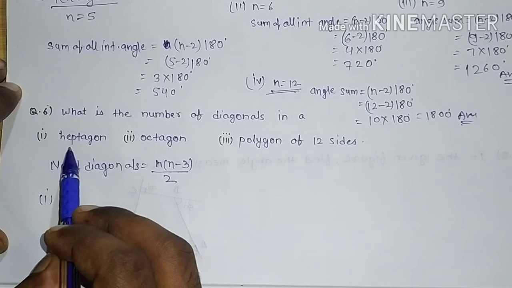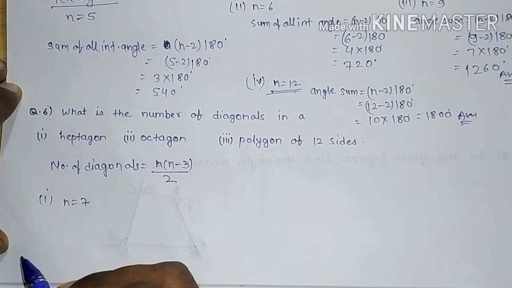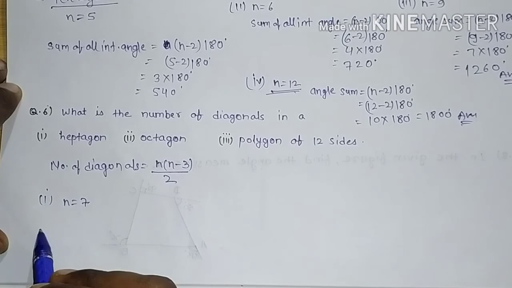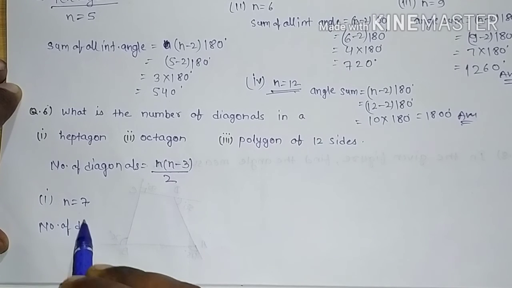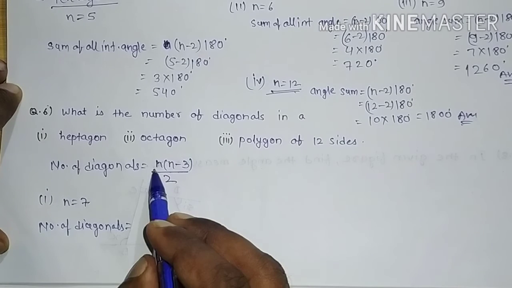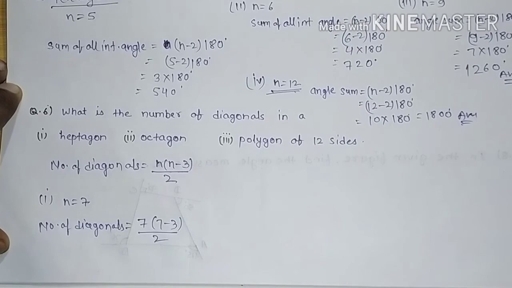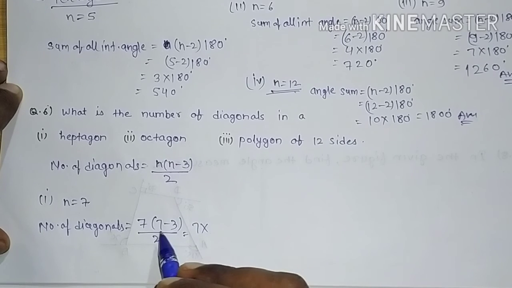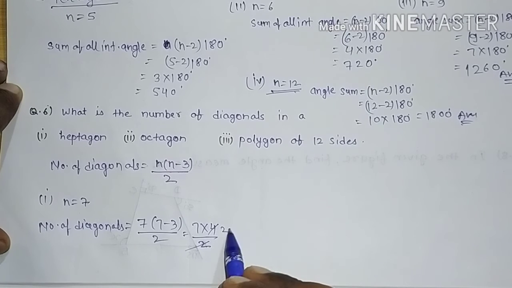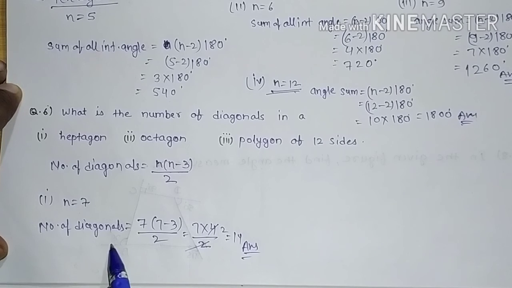A heptagon is given, so we know that the number of sides of a heptagon is 7, so n equals 7. Here we have to find the number of diagonals, and this formula is given here. So the number of diagonals equals n times (n minus 3) divided by 2. n is 7 here, so this is 7 times (7 minus 3) divided by 2. Now 7 minus 3 is 4, divided by 2, 2 2s are 4, and 7 into 2 is 14, and this is the answer. So the number of diagonals is 14.